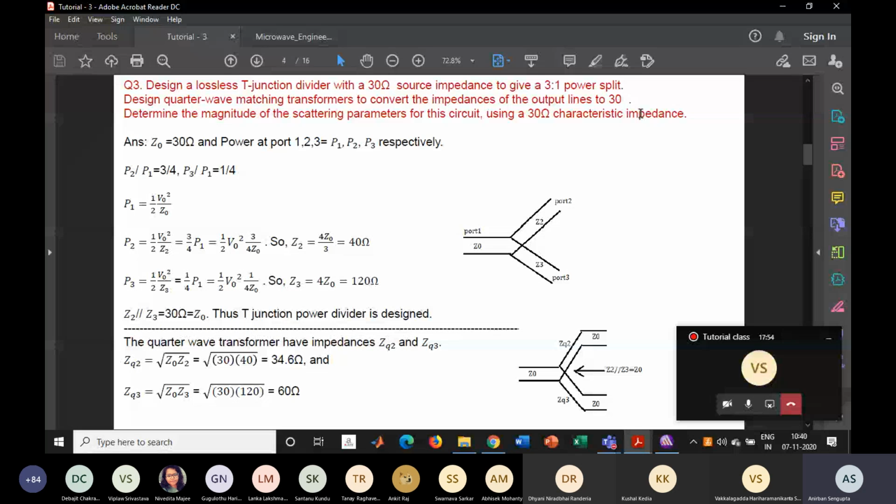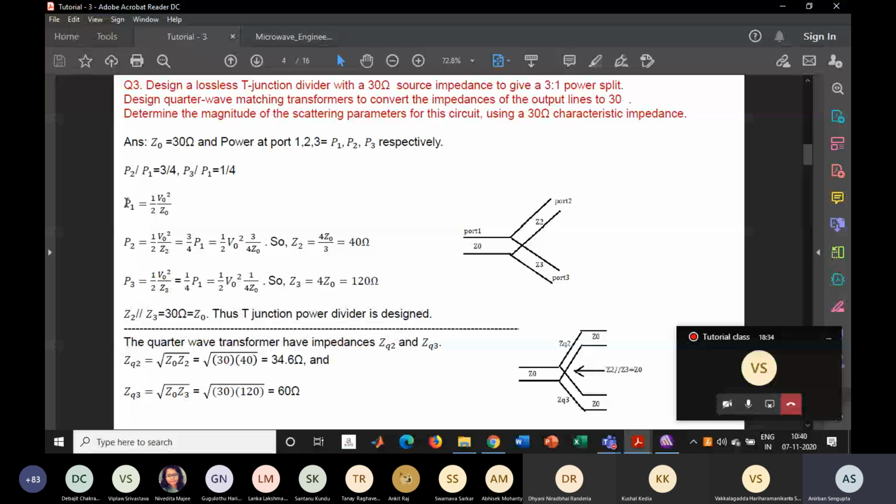Now see the approach of the solution. We know the characteristic impedance is 30 ohm as it is given. So if I say the power at port 1 is P1, then the ratio of the power at port 2 and port 3 will be 3:1. So that means in terms of P1, P2 by P1 should be 3/4 and P3 by P1 will be 1/4. Now we always use the sinusoidal consideration. So that's why, if a sinusoidal current is flowing, then what is the input power?